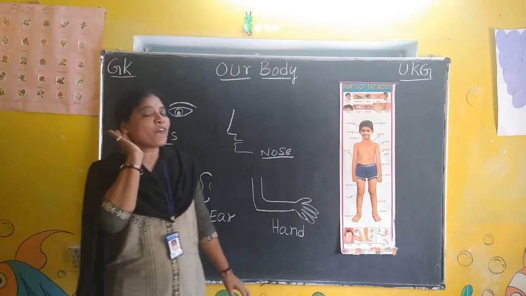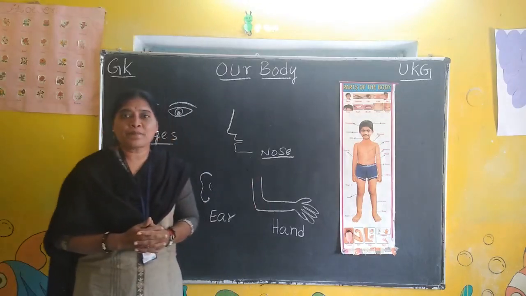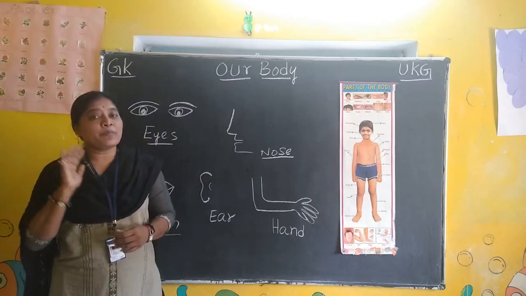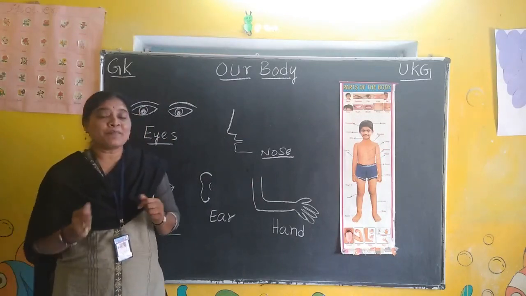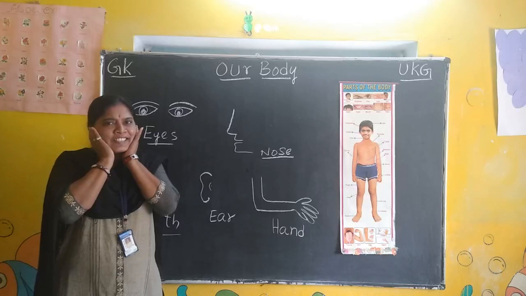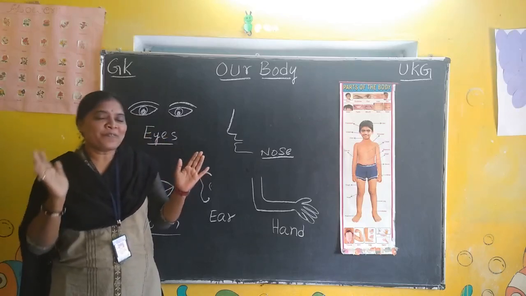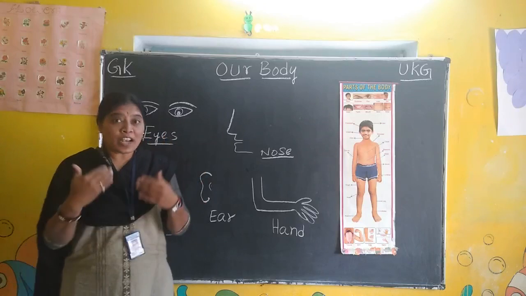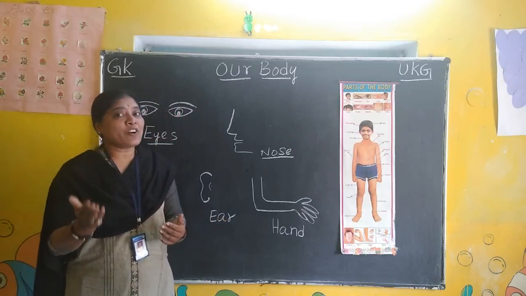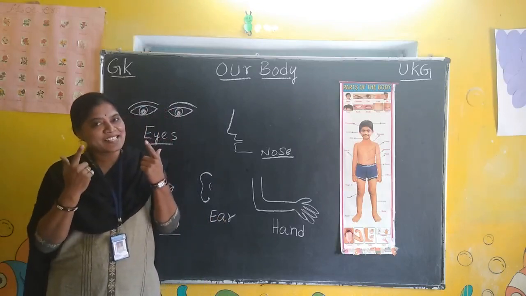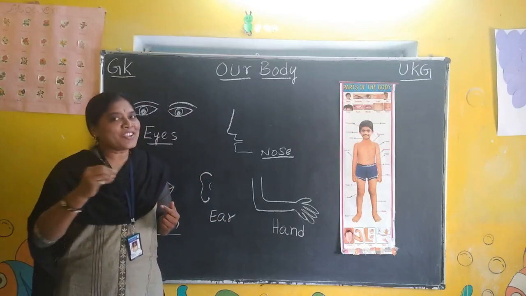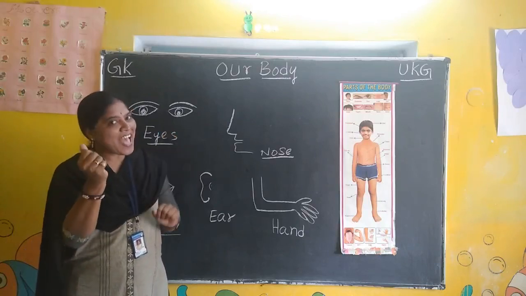Ear. What is the function of the ears? We hear different sounds. We listen to the music. We enjoy the music. If it is a loud sound, we close our ears. If it is a pleasant sound, we enjoy the music. You are listening to my lessons with your ears. You are watching videos with your eyes. And you are telling orals with your mouth. You are writing your homework with your hands.